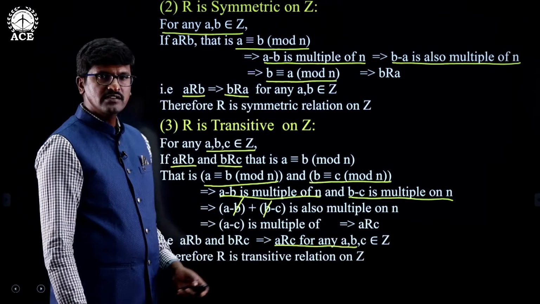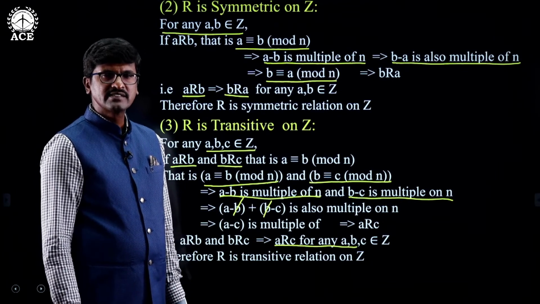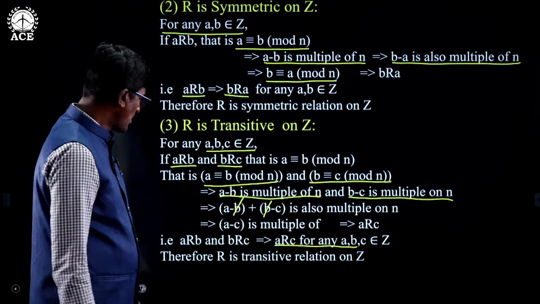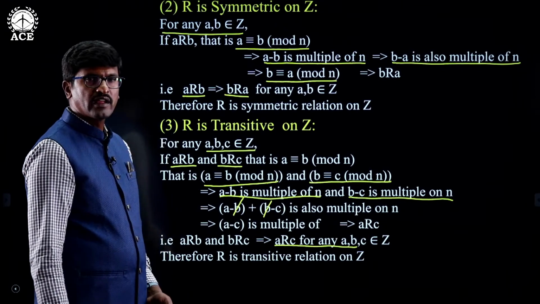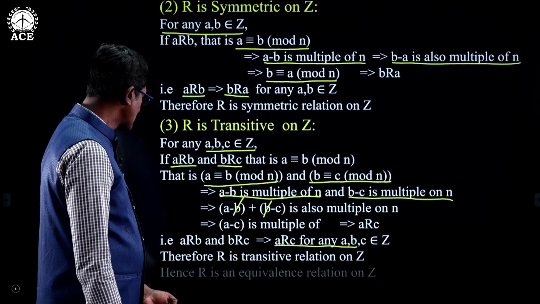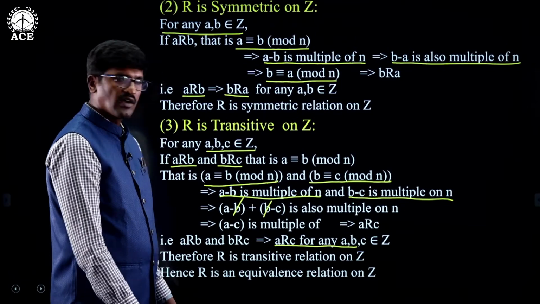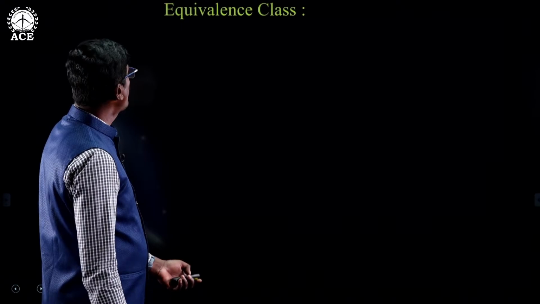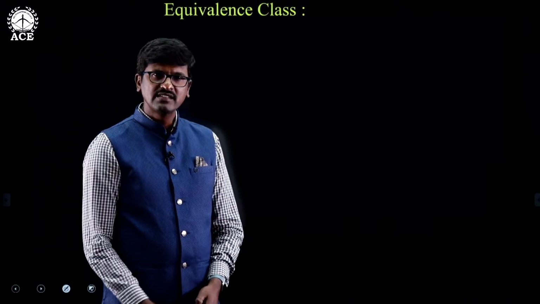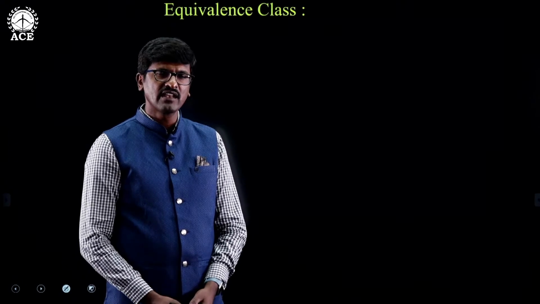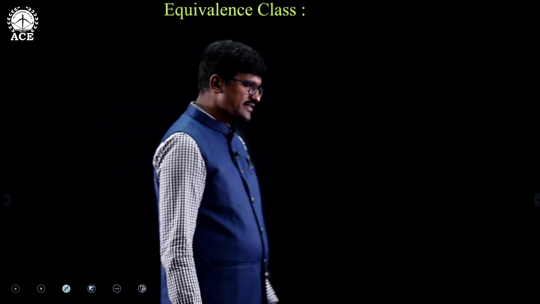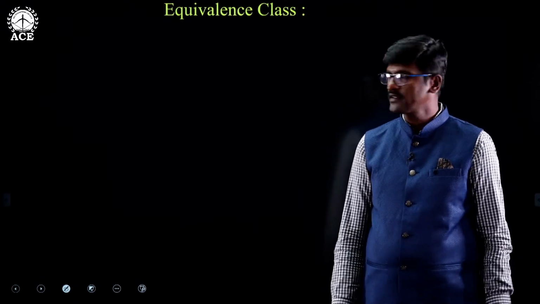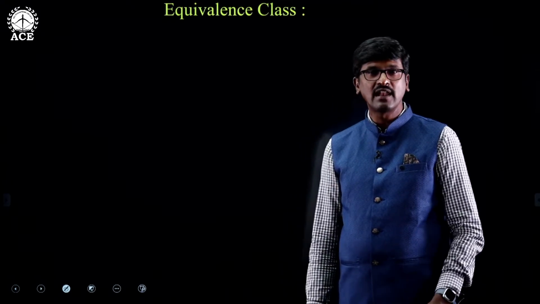So the congruent modulo n relation satisfies the reflexive property, the symmetric property, and the transitive property. Therefore, congruent modulo n is an equivalence relation. This is about this problem. Now, equivalence class. We have already seen equivalence relation. An equivalence relation means a relation which satisfies the reflexive property, the symmetric property, and the transitive property. Then we are going to see what an equivalence class is.